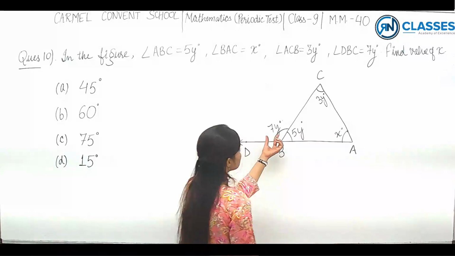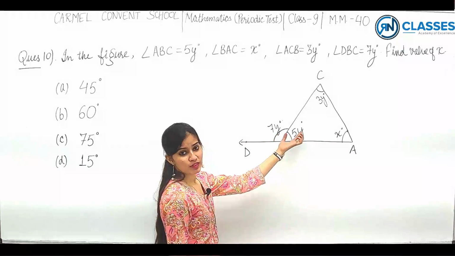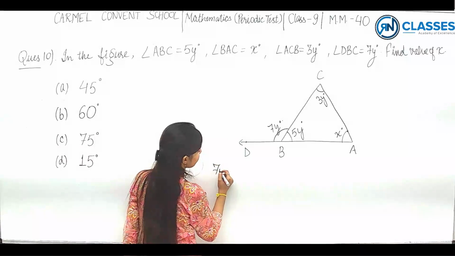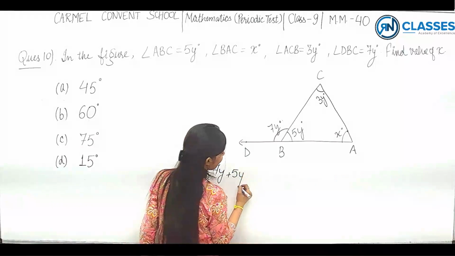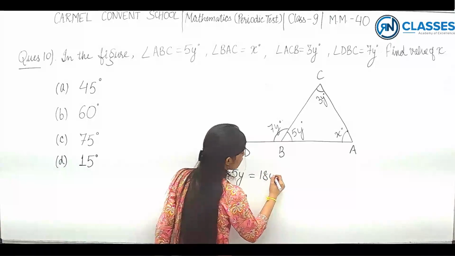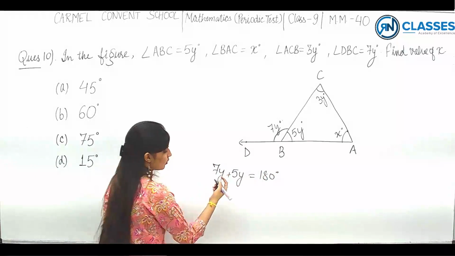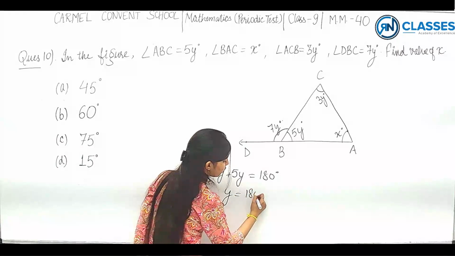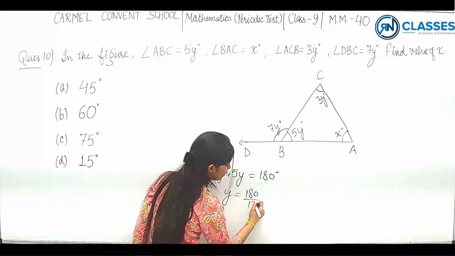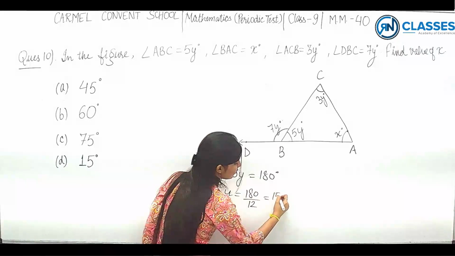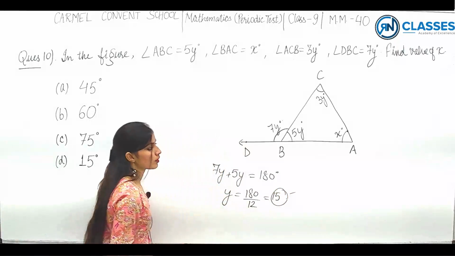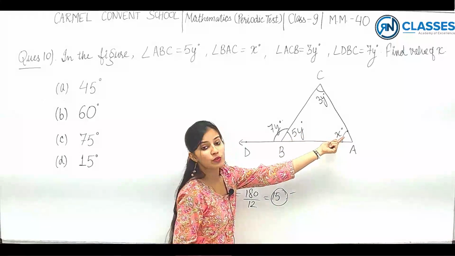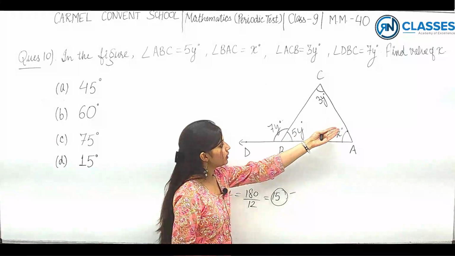Of course, 7y plus 5y, these are making a linear pair. So 7y plus 5y is equal to 180 degree. What did we get for y from here? y is equal to 180 divided by 12, that is 15. We got y. So we can easily find x using exterior angle property.